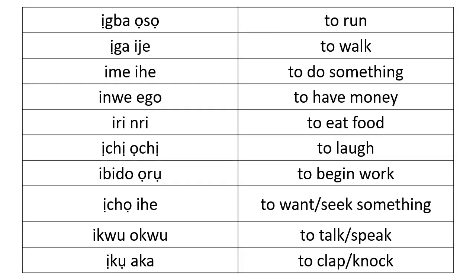Here are all the verbs again. Ịgba ọsọ, ịga ije, ime ihe, inwe ego, iri nri, ichi ọchị, ibido ọrụ, ịchọ ihe, ikwu okwu, ịkụ aka. Next, we'll be changing them into different verb tenses and into different verb moods.